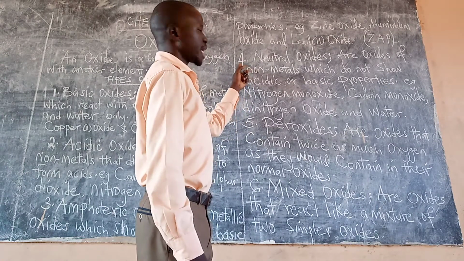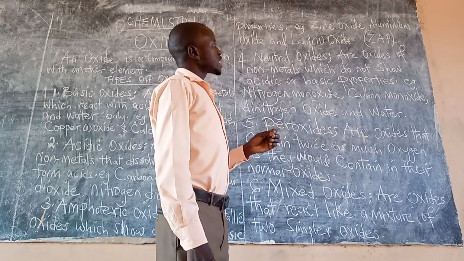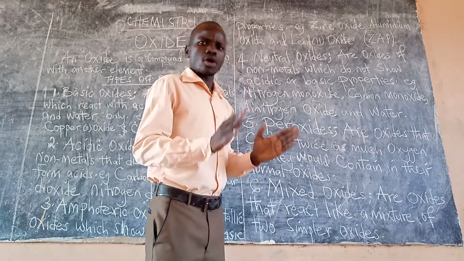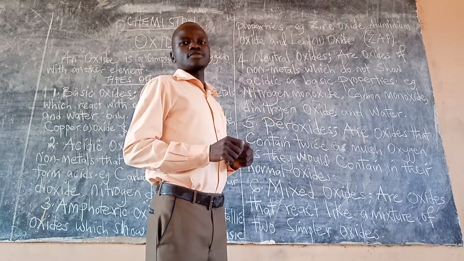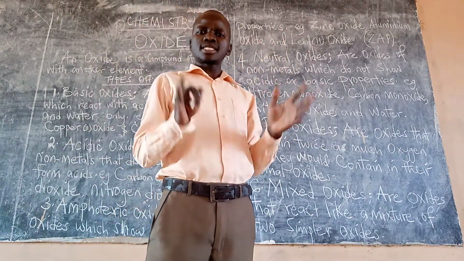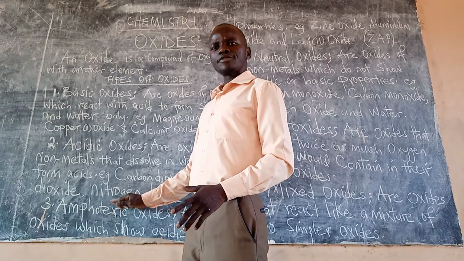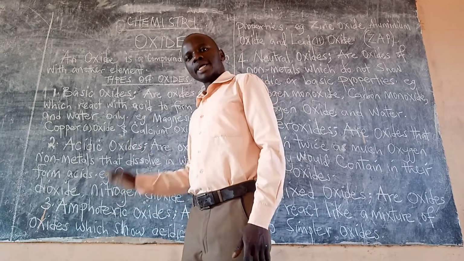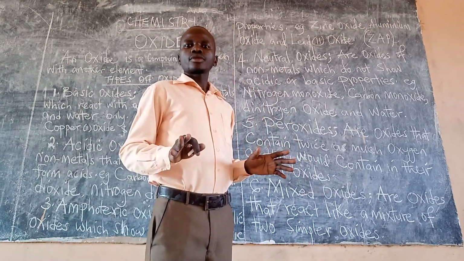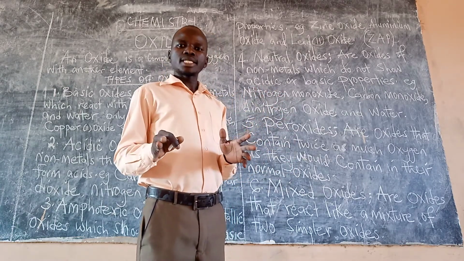Another type of oxide is the neutral oxides. The neutral oxides are oxides of non-metals which do not show acidic or basic properties. Unlike the amphoteric oxides, which show both basic and acidic properties, the neutral oxides show none of the properties. They do not show acidic properties, and do not show basic properties.